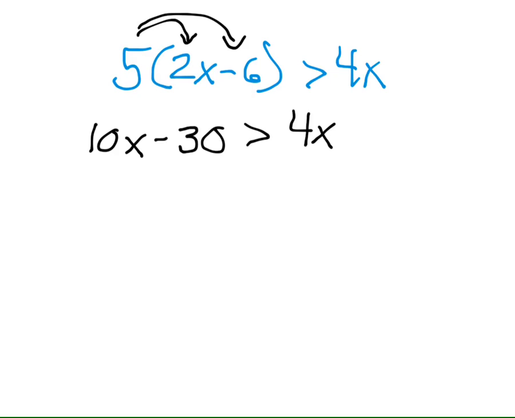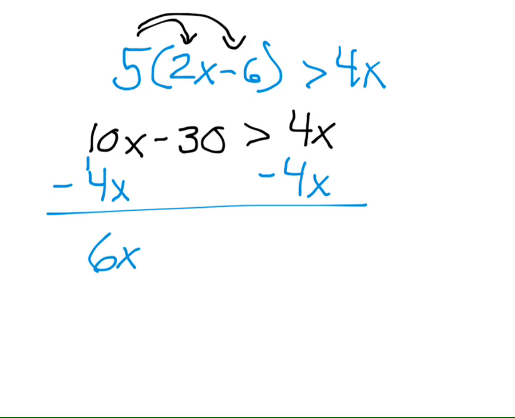So we want to put our x's on the same side of the inequality here. Let's move this 4x over to the other side. Since it's a positive 4x, we can subtract it. Remember, I only subtract it here because these are my like terms. 10x minus 4x is 6x. Nothing else changed. Over on this side, I'm now left with 0 because 4x minus 4x is 0.